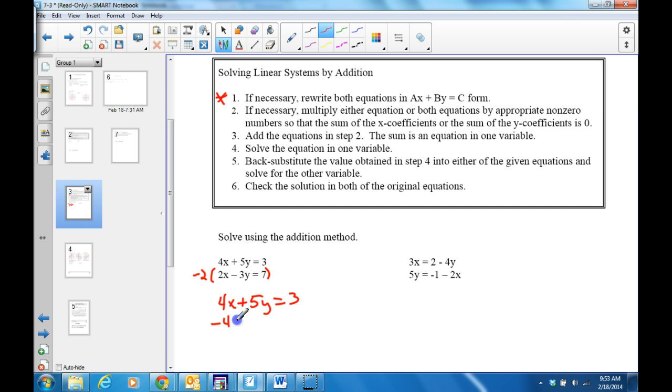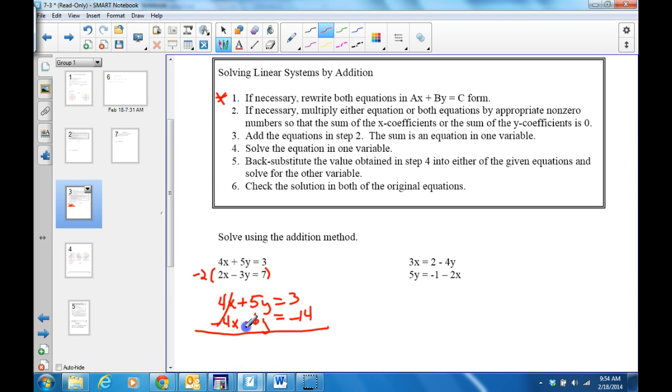I'll end up with a -4x. And notice the equation above it. What's the x value up there? It's a positive 4x, right? So the two x's will cancel. So do you guys see why I picked -2 to multiply? I'm trying to find something that will allow me to cancel out either the x or the y. Okay? So this cancels. When I add these two together, I get what?